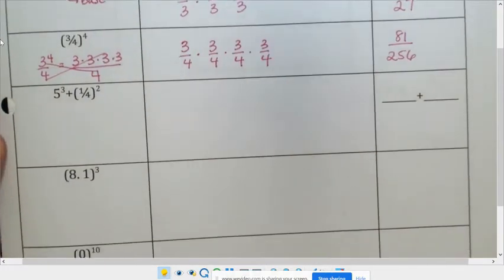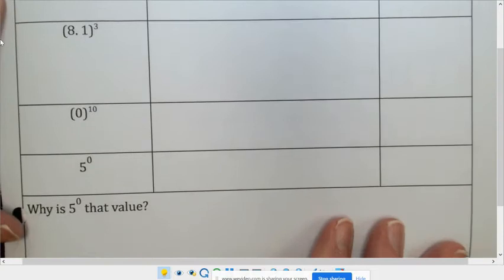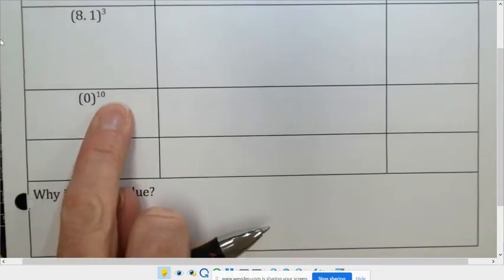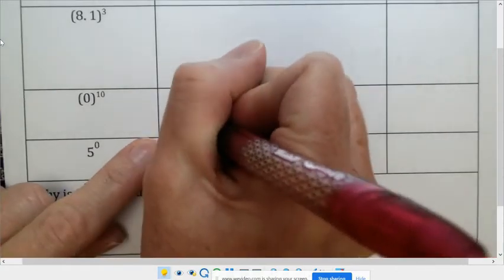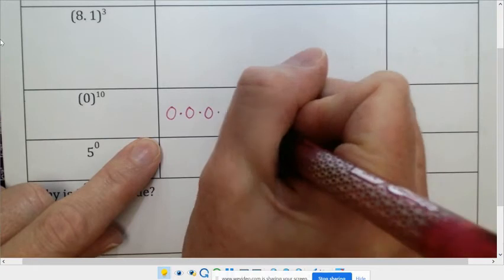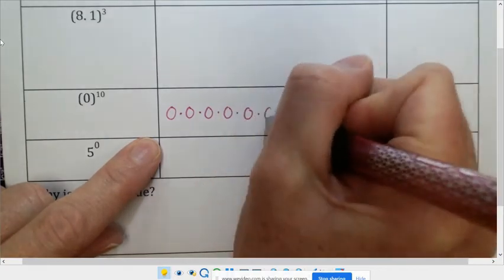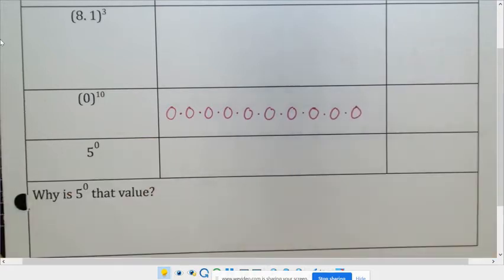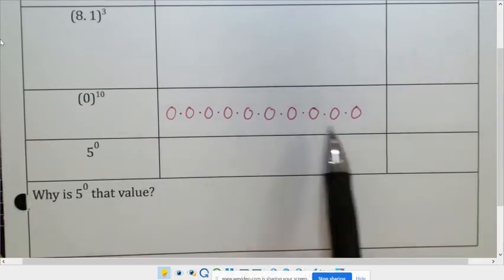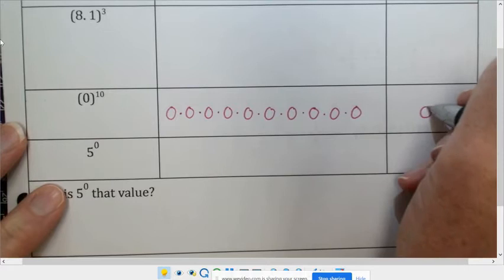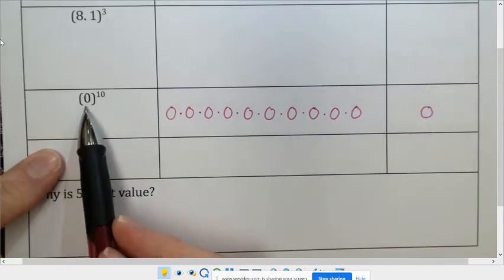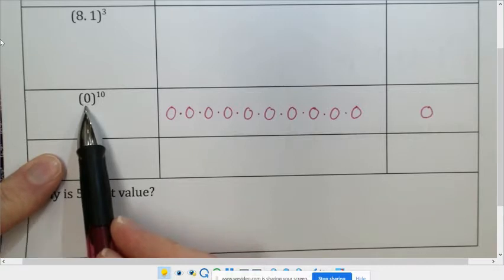I'm going to skip down here to a couple of strange ones. Here I have 0 to the 10th power. So 0 to the 10th power essentially is 0 multiplied together 10 times. 0 multiplied together 10 times is just 0. So any base that is 0 will always have an answer of 0. Standard form will always be 0.